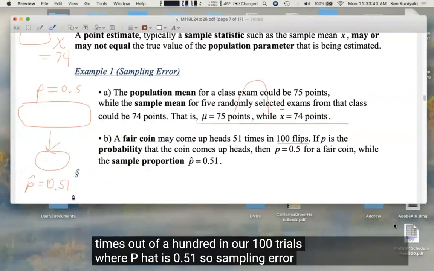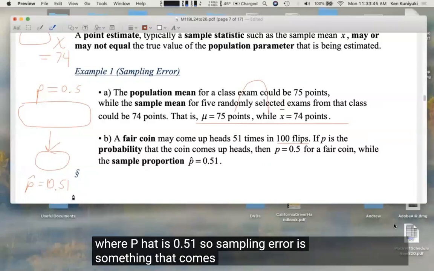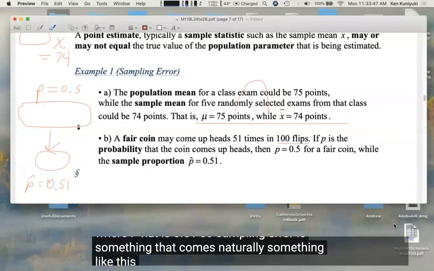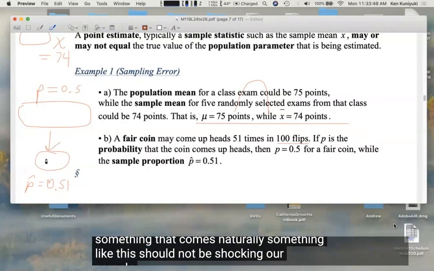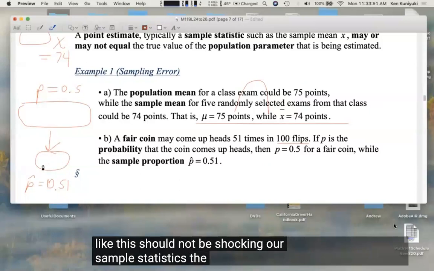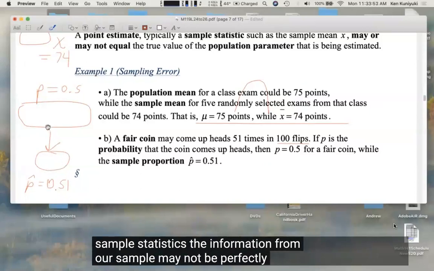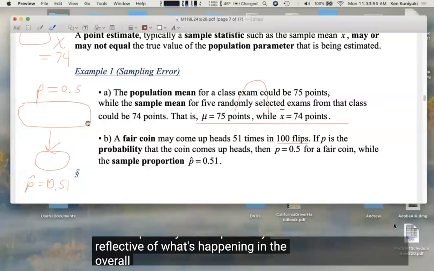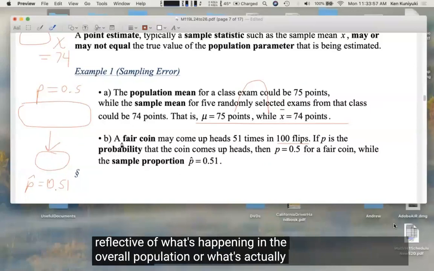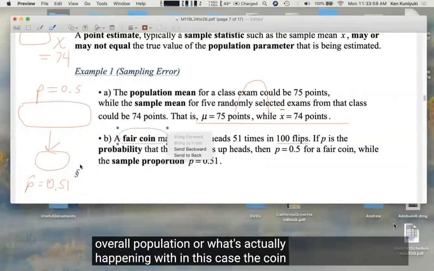So sampling error is something that comes naturally. Something like this should not be shocking. Our sample statistics, the information from our sample, may not be perfectly reflective of what's happening in the overall population, or what's actually happening with, in this case, the coin.